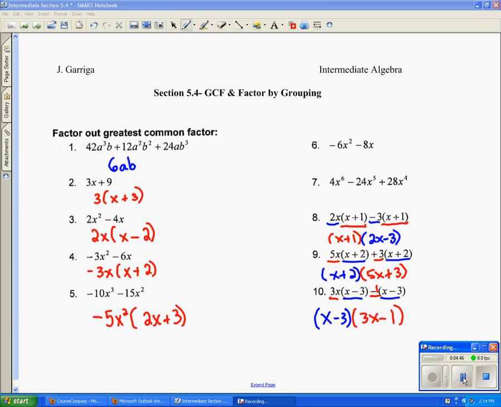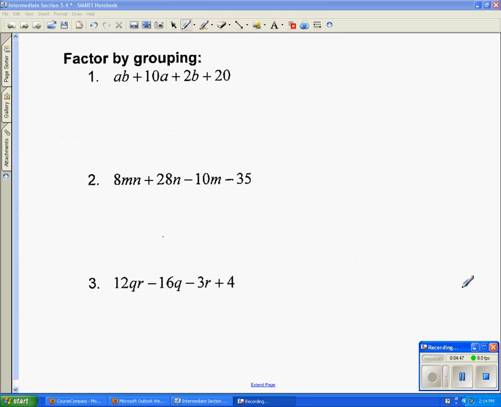That's for factoring. Our next thing, we're going to factor by grouping, and when there are 4 or more terms, we want to group these first 2 and group the second 2. Take a GCF out of this first pair. They both have an A in them, so if I factor out an A, I have a B left, and if I take an A out of this, I have a 10.